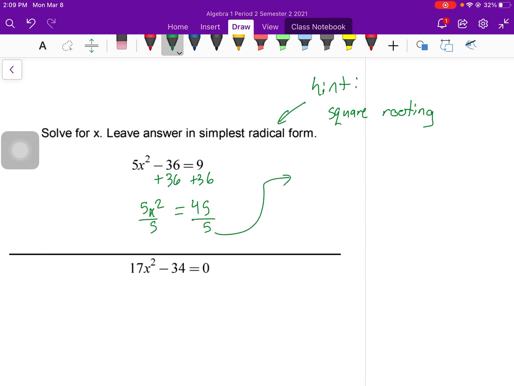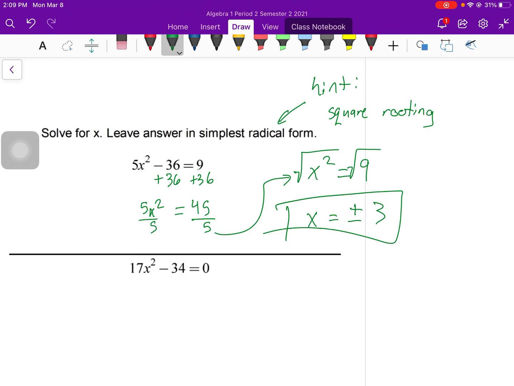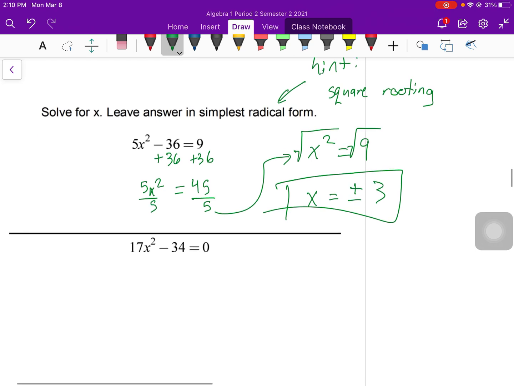I'll bring my work over here. I'll use x squared is equal to 9. Now when we take the square root of both sides, square root of 9 is a nice number, so simplest radical form is actually just the whole number 3, but since it's a positive or a negative 3, we have two answers. Because remember, 3 times 3 is 9, but so is negative 3 times negative 3. So even though it says simplest radical form, you might not always end up with a radical in your answer.